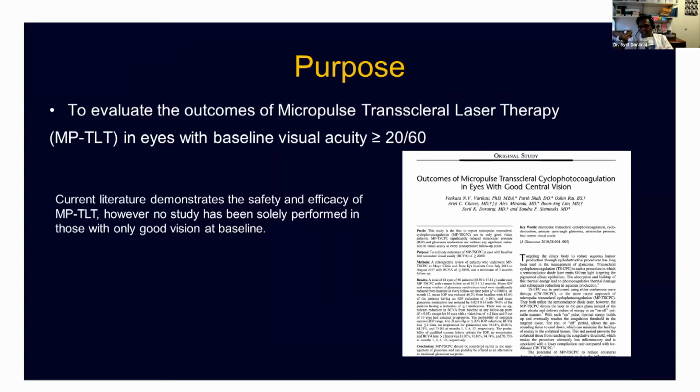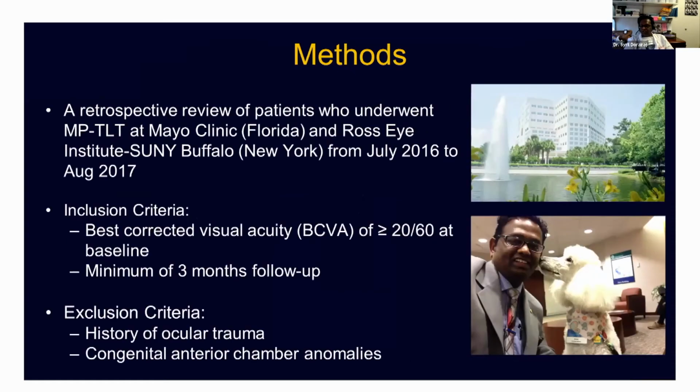If you look at the literature published so far, starting from 2015 when it was introduced, there are almost 70 to 75 publications on PubMed. But unfortunately, I would say not even 1 or 2 publications on MicroPulse used in patients with good vision, especially better than 20/60. So this became our goal. We wanted to see whether this can be done much more safely in those patients.